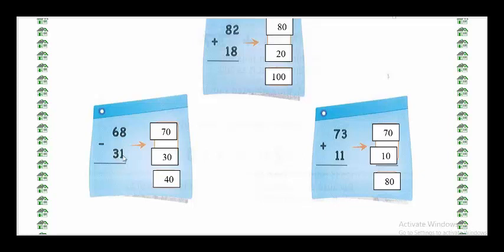68 minus 31. 8 is a rich number, so 6 will be 7. The answer will be 70. And 31, the answer will be 30. 70 minus 30 equals 40. The last one, 73 plus 11. 3 is a poor number, so 7 will be the same, 70. And 1 is a poor number, so 1 will be the same, 10. 70 plus 10 equals 80.